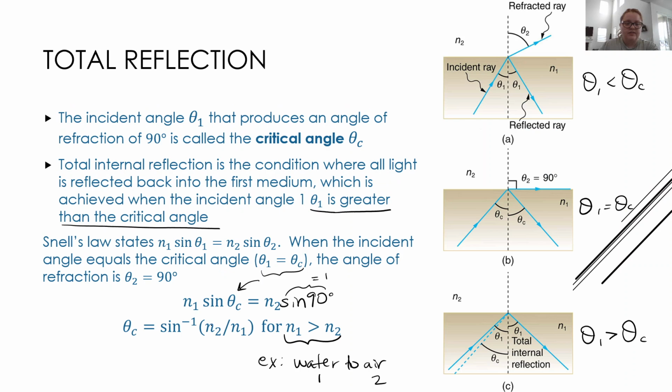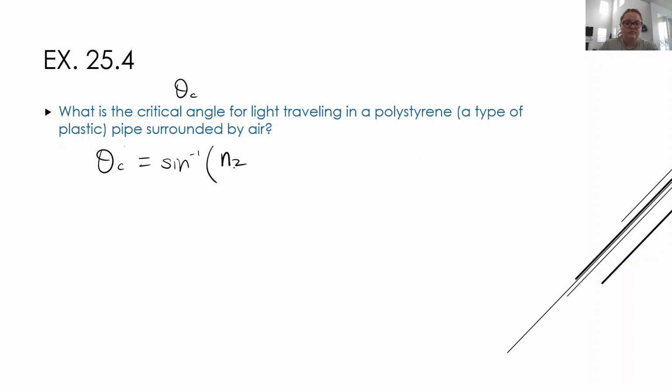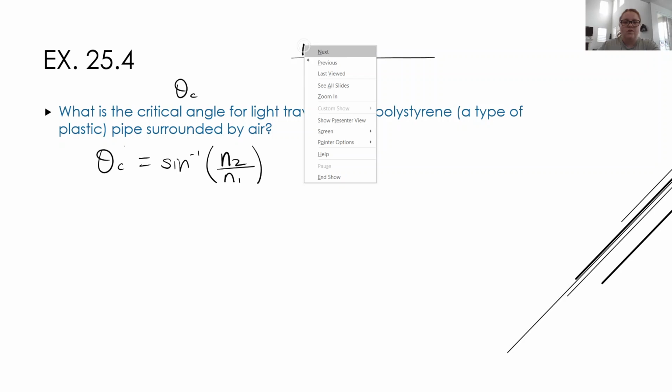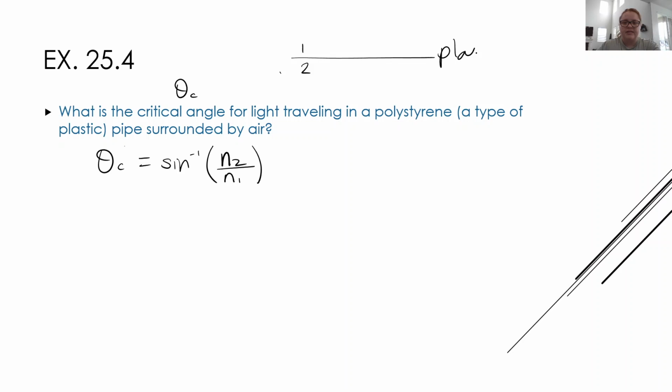of N2 divided by N1, okay? And it's light traveling in 1 going into 2, and this is the plastic to air, okay? I'm just labeling it as plastic.